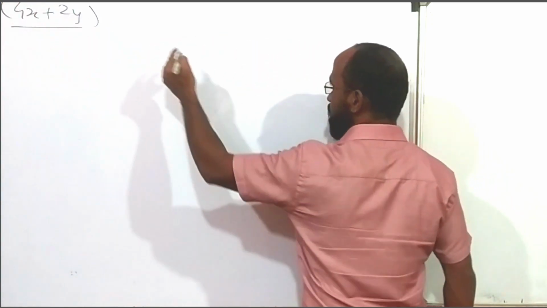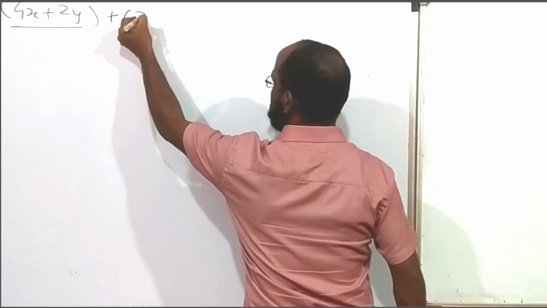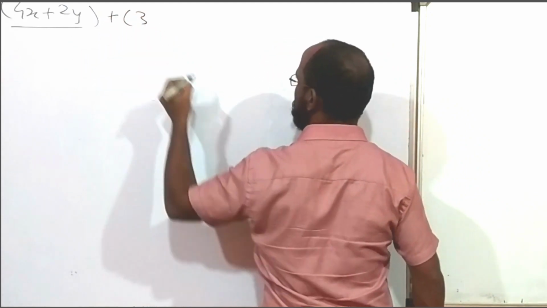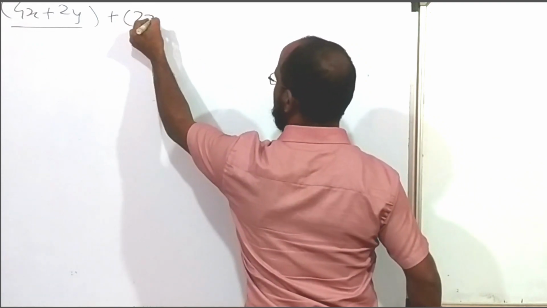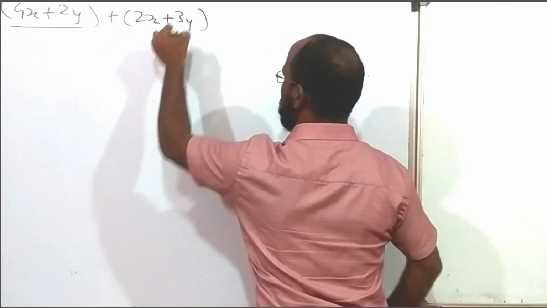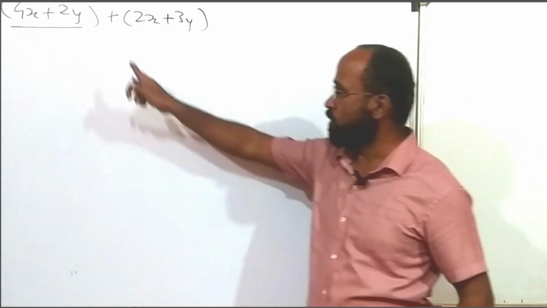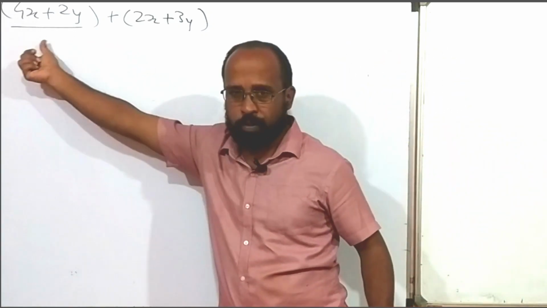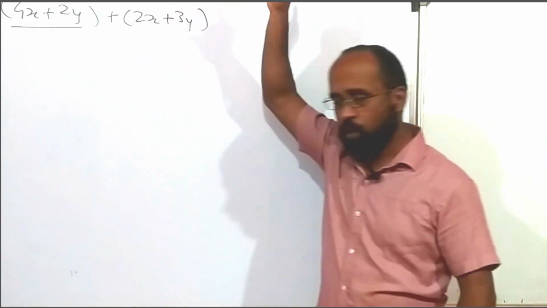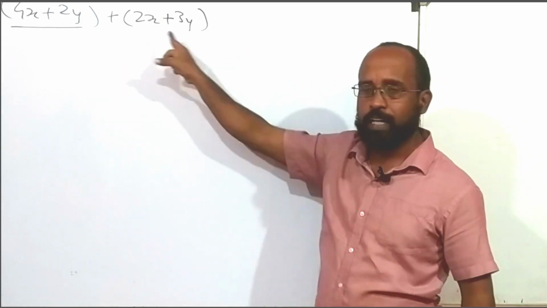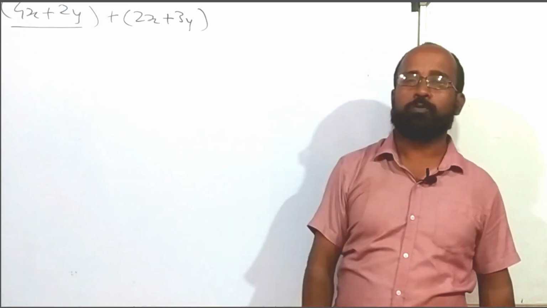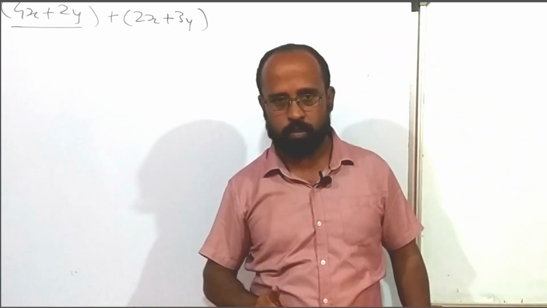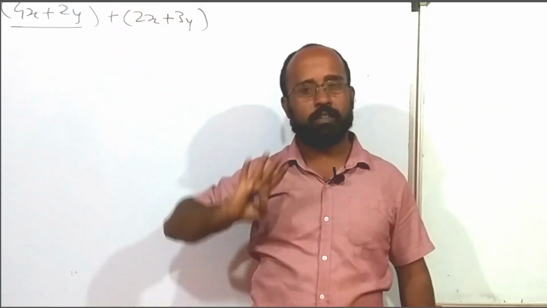So let's write the second expression, that is nothing but 2x plus 3y. Okay. So this is the first expression, the whole expression enclosed within brackets, a binomial. The second expression is also a binomial enclosed within brackets. So what we have to do? First and the most important step, remove brackets.